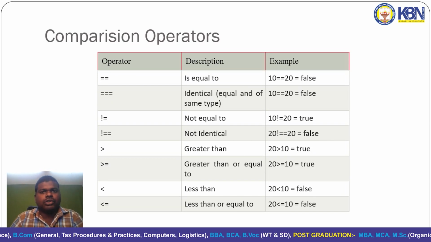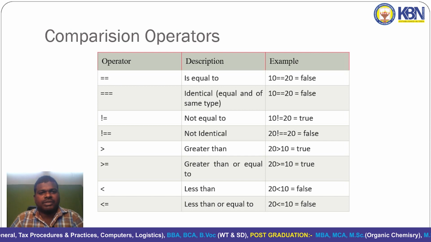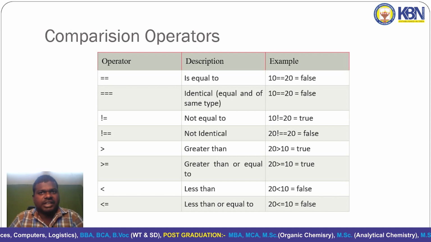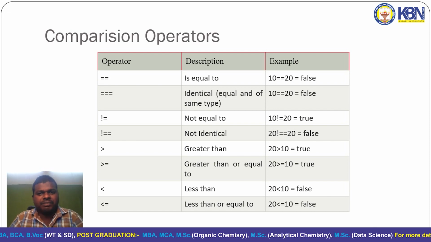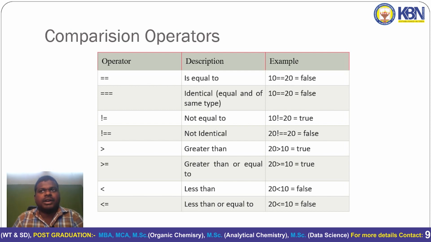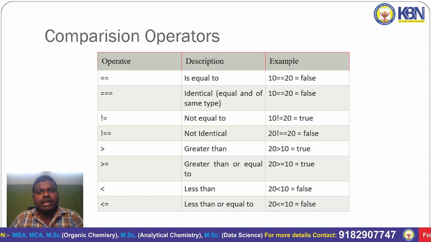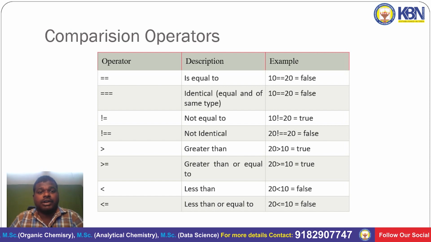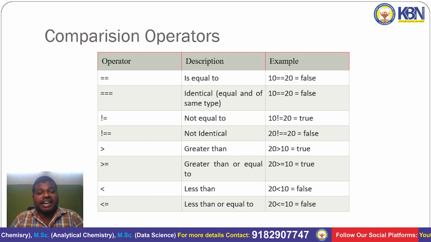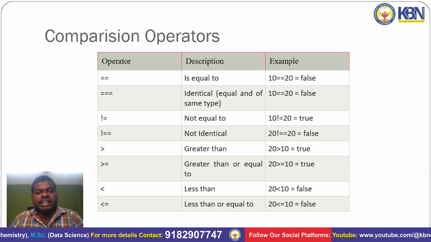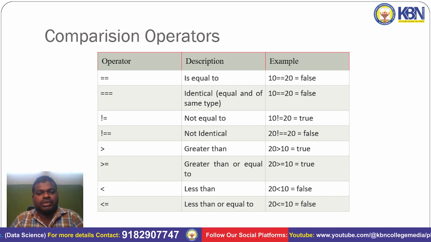Comparison is used to compare two variables. See, if A is equal to 10 and B is equal to 20, is it equal? No. A is less than B, right? So to compare two values in the variables, we use the comparison operators: equal to, not equal to, not identical, greater than. Not identical and not equal to we will use in very rare cases.